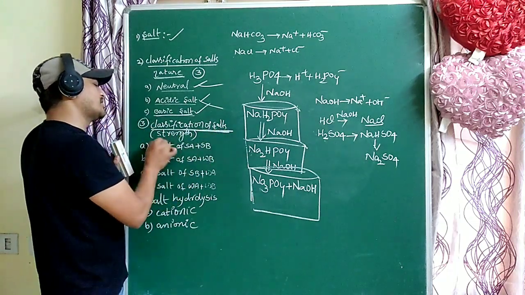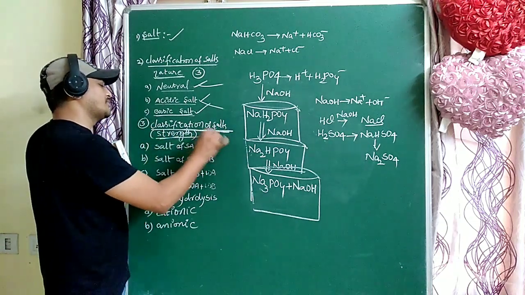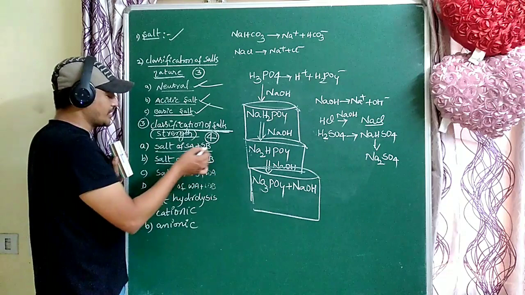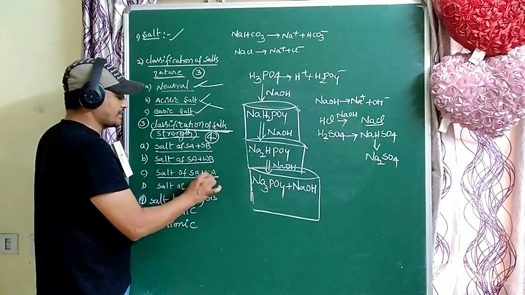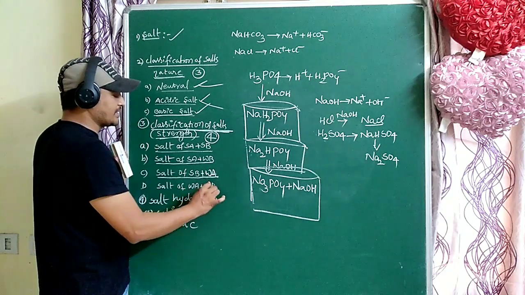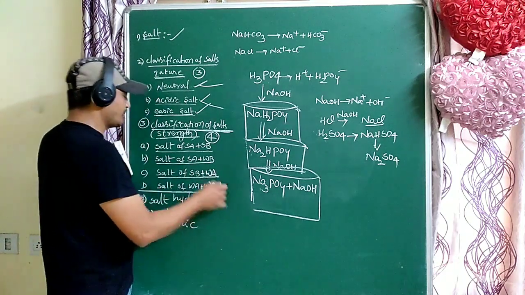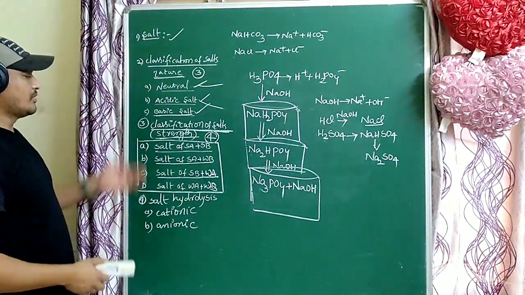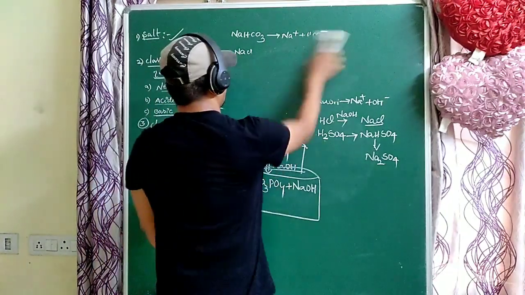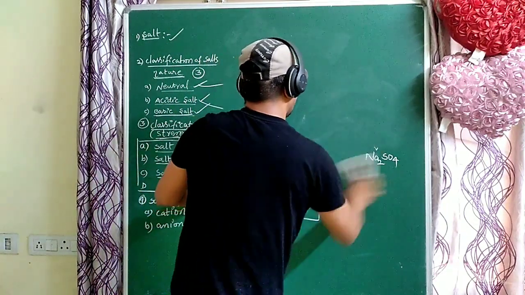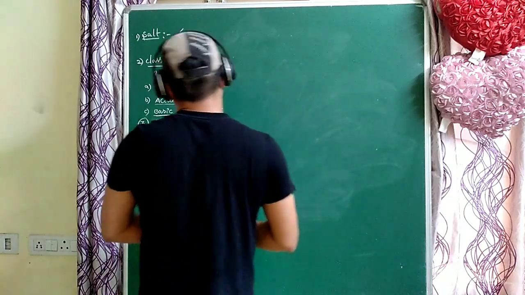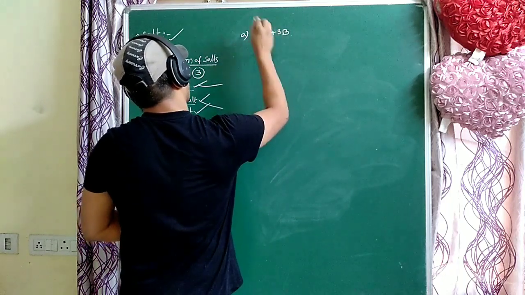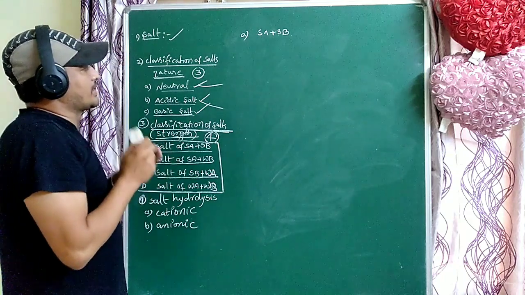Next, classification of salts. Based on strength, they are divided into four types: salt of strong acid and strong base, salt of strong acid and weak base, salt of strong base and weak acid, and salt of weak acid and weak base. These are the four types based on the strength of the acids and bases. First, the salt of strong acid and strong base. How do we identify a salt prepared from strong acid and strong base?